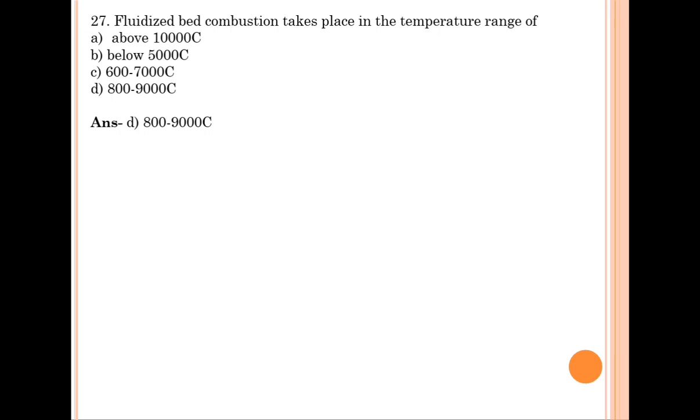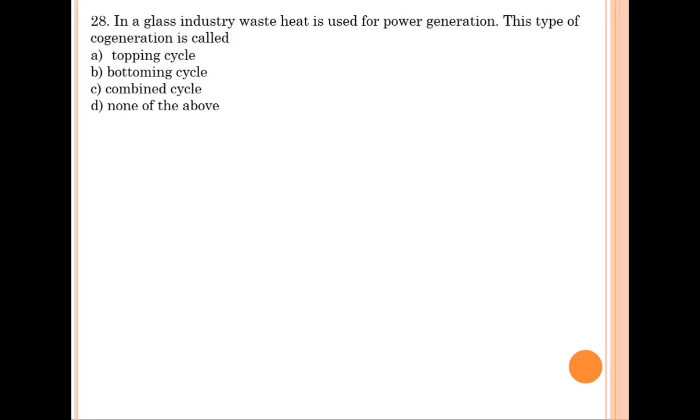Fluidized bed combustion takes place in the temperature range of, the answer should be 800 to 900 degrees centigrade, because the higher the temperature, there is a chance of clinker formation. So 800 to 900 degrees centigrade is the right answer.